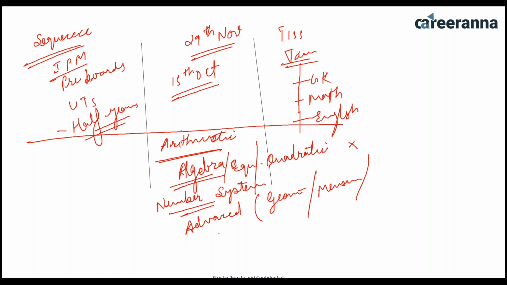Now comes PNC, probability. This is my preferred sequence. You can also follow it. Logs, if it comes in your exam. Set theory. For TISSNET, it is not required. Then for IPM, matrices and determinants.